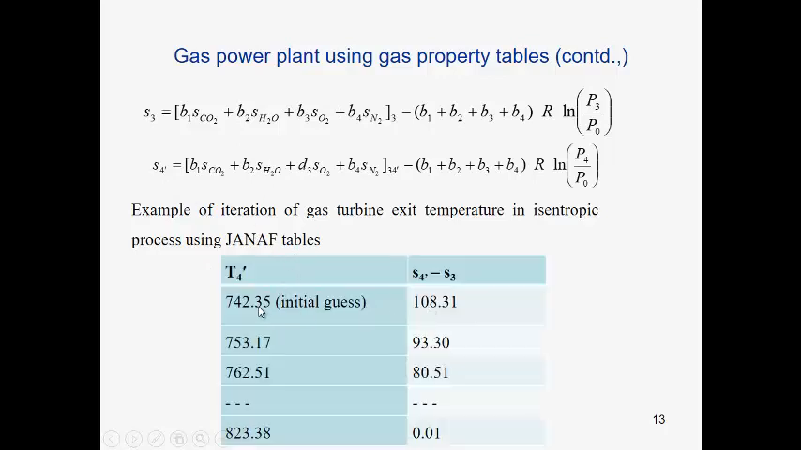So for the initial guess, after substituting this T4 dash in this equation, T4 dash is equal to 742.35. For a typical example, the delta S result is 108.31. So by iterating the temperature, finally at 823.38, delta S is close to 0, that's 0.01. So this is the process of iteration to obtain the exit temperature after the isentropic expansion.